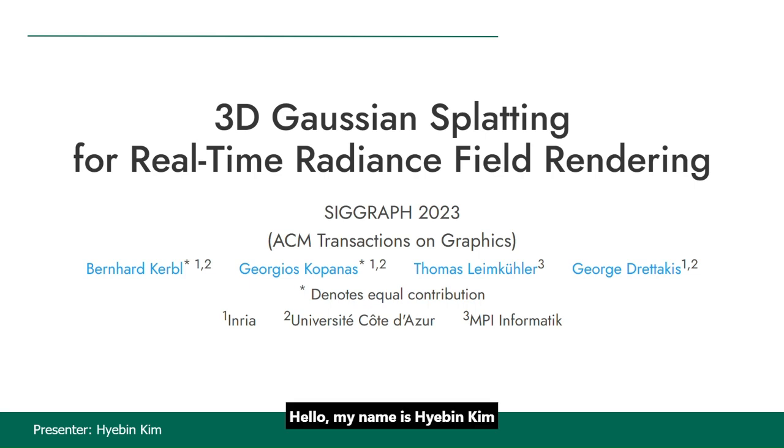Hello, my name is Hebin Kim, and today I will present 3D Gaussian splatting for real-time radiance-field rendering. This paper proposes the use of 3D Gaussians as scene primitives along with a tile-based rasterizer, enabling high-quality real-time rendering.